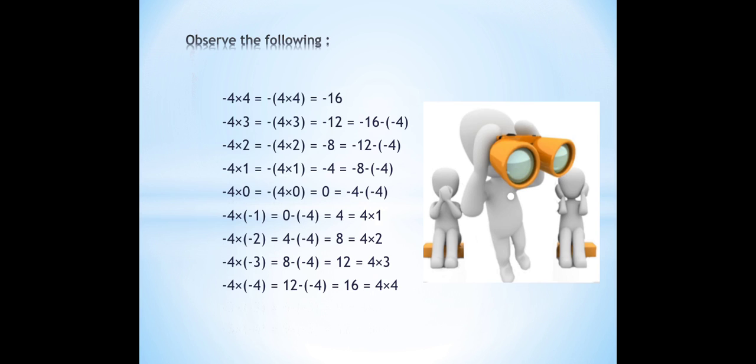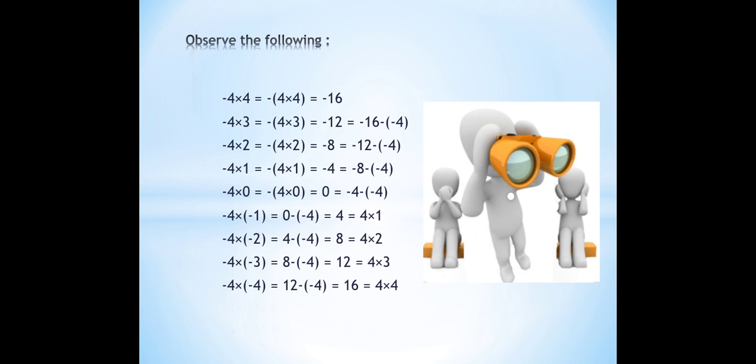Minus 4 into minus 1 will be the result of the previous step, which is 0, minus minus 4. That is 0 plus 4 equal to 4, which is again equal to 4 into 1. So we have seen that minus 4 into minus 1 equals 4 into 1. Then again minus 4 into minus 2 is equal to 4, which is the result of the previous step, minus minus 4, that is 4 plus 4 equal to 8, which is again equal to 4 into 2.